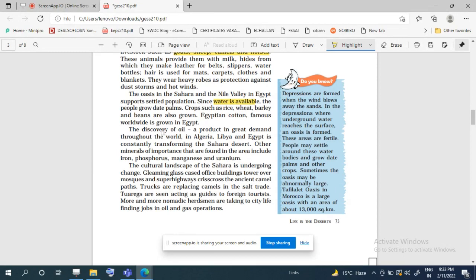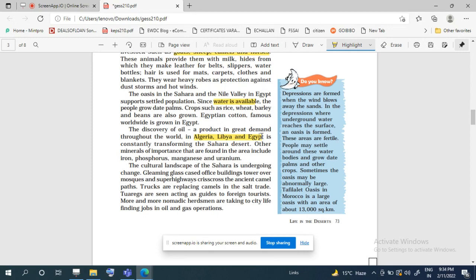And then we find that there are some countries like Algeria, Libya, and Egypt which have a treasure of oil. And because of this discovery of oil, we find that the Sahara desert is constantly changing.